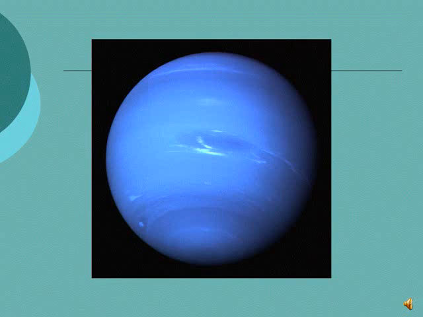This is a picture of Neptune. It's so beautiful, the blueness of it, and that blue is created by the elements that are in its atmosphere. It's not created by water. There is no water on Neptune.